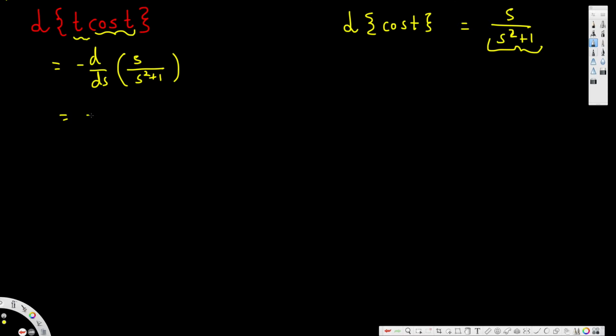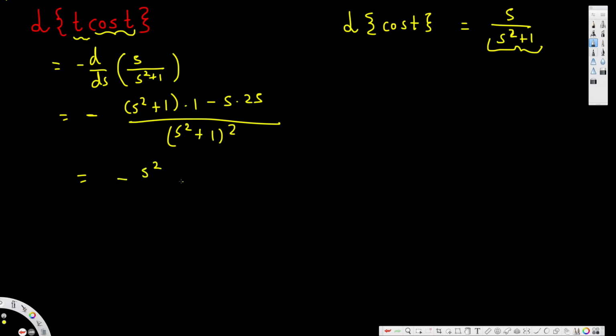If you take the derivative of this one with respect to s, you will get s square plus 1 times 1 minus s times 2s, quotient rule. And in the denominator, this is s square plus 1 whole square. And then if we simplify this one, we are going to get negative s square plus 1 minus 2s square divided by s square plus 1 whole square.